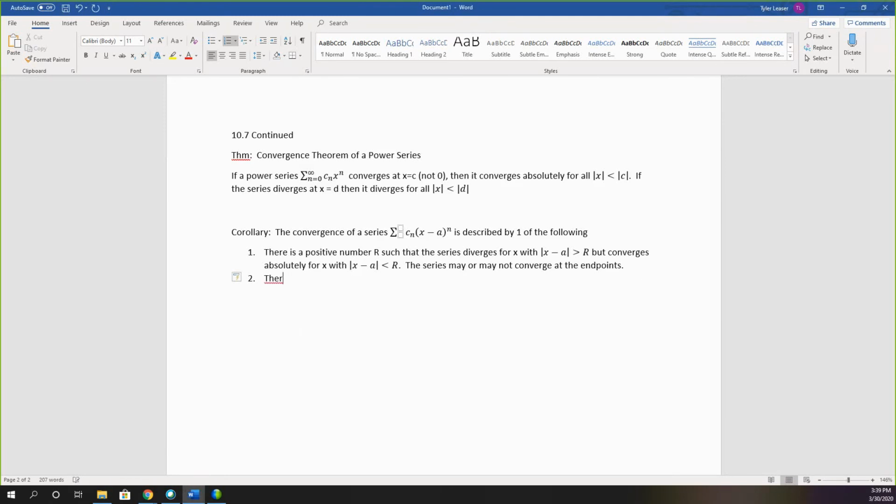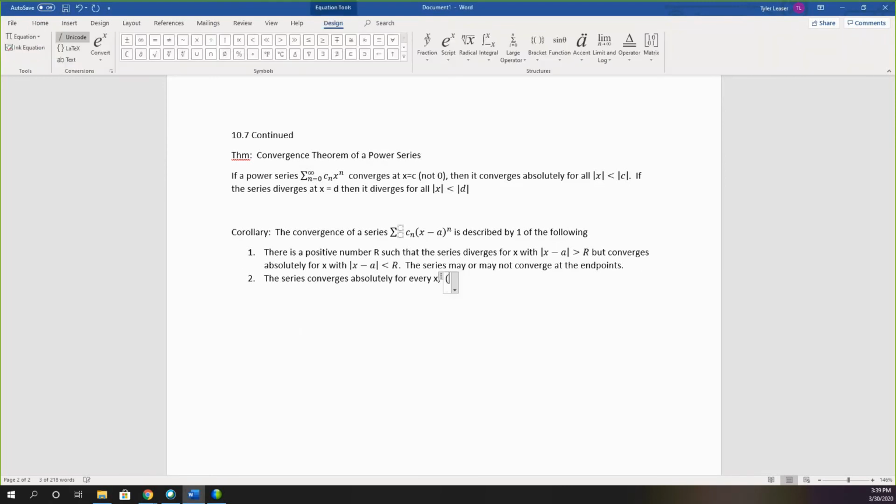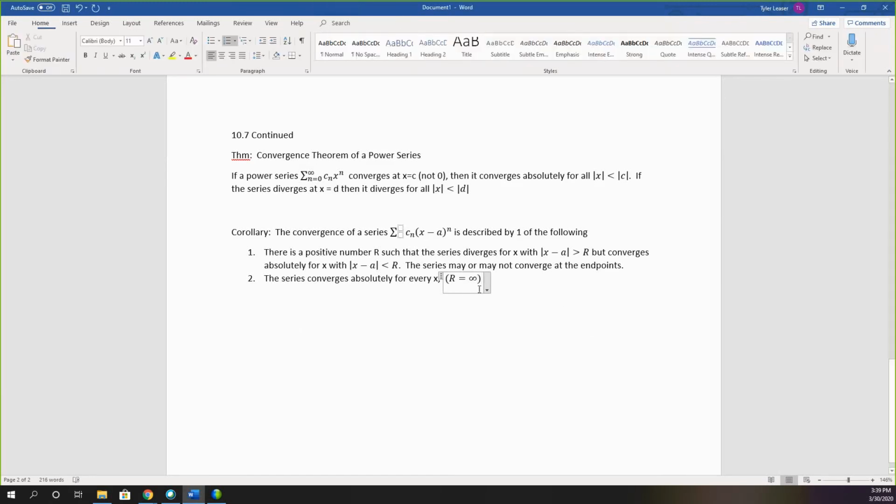it's possible that your series converges absolutely for every x. Another way of thinking about this is you could think of it as that your R value is infinity. This R is going to have a name to it here in a minute. It's called the radius of convergence. This is just saying that the radius of convergence is infinity, and it doesn't diverge anywhere. It converges absolutely on the entire number line.